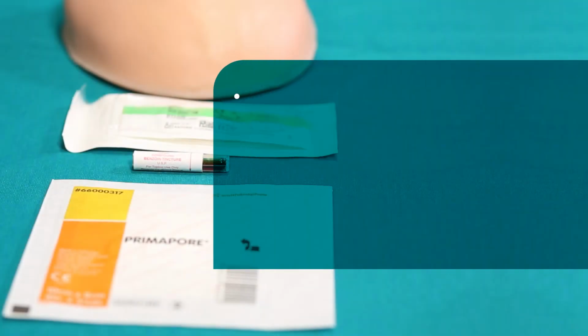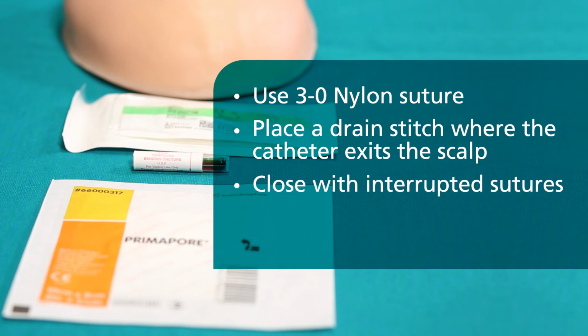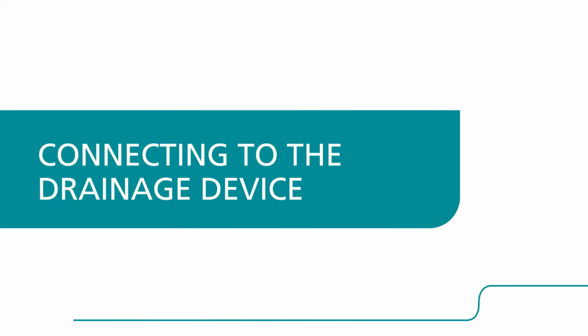Using 3/0 nylon or Prolene sutures, place a drain stitch at the point where the catheter exits the scalp, being careful to not place a stitch through the catheter or make it too tight. Close the incision with 3 or 4 interrupted sutures. Gently wrap the catheter along the head and secure it with a transparent dressing.